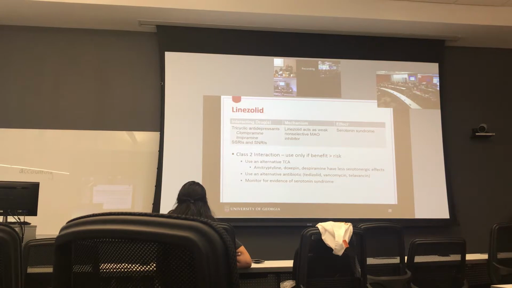And so it will often be questioned whether or not this interaction is significant enough that we need to stop the antidepressant during the linezolid therapy, or if it's okay to continue them. And you'll see different things in practice. The recommendation is to only use the two if the benefit outweighs the risk. So if there's a way to use a different agent, then that would be preferable.